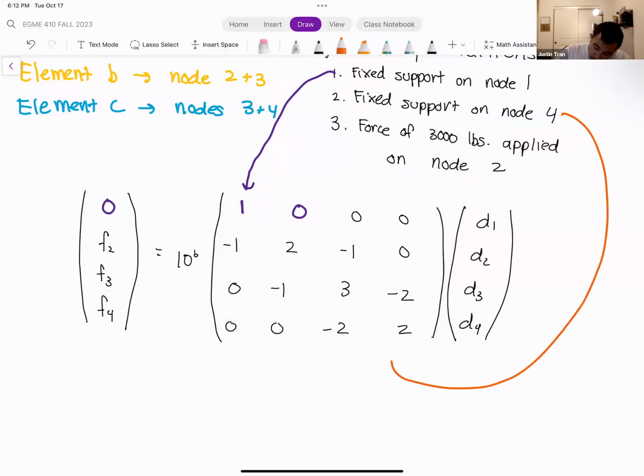Next, we have the fixed support on node 4. Just like in row 1, we're going to replace the last row here. Just like in the first row, we're going to put a 1 on the diagonal entry. The diagonal entry for the fourth row is in the fourth column, so that's why I put a 1 in the bottom right. We're going to have zeros everywhere else on that row, and a 0 on the forcing vector on that side as well. So that applies the fixed support boundary condition on node 4.